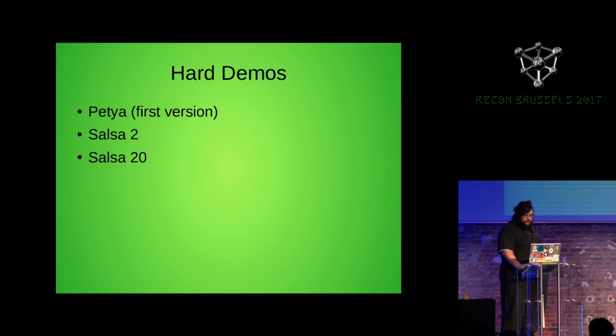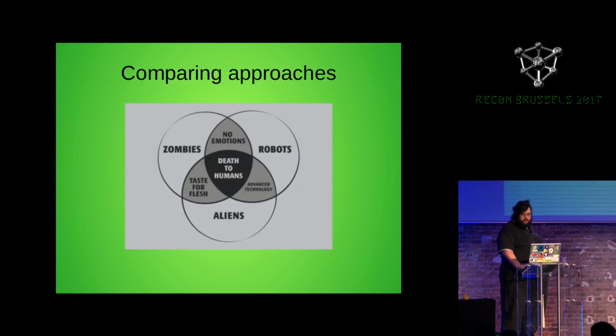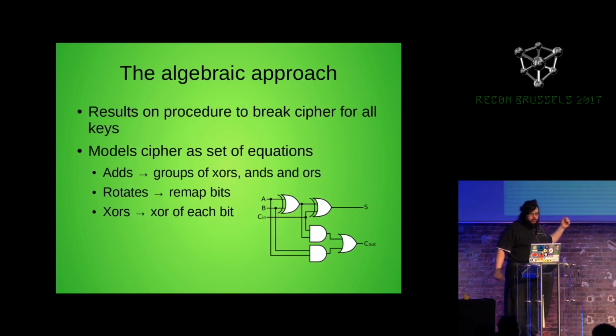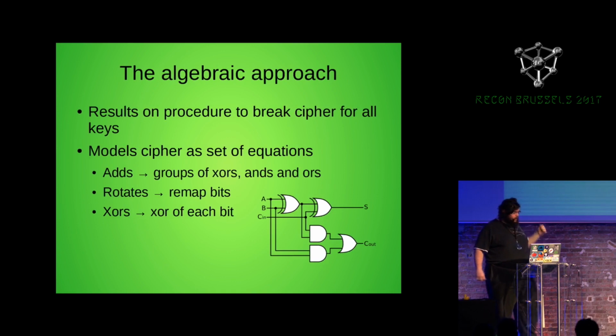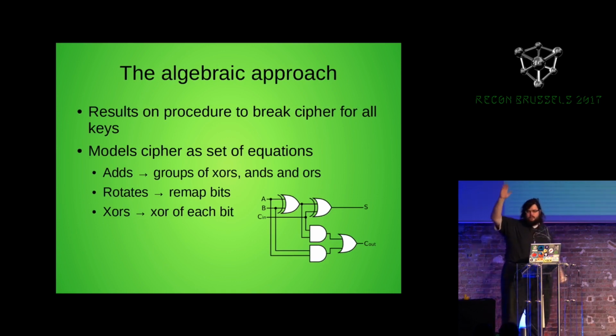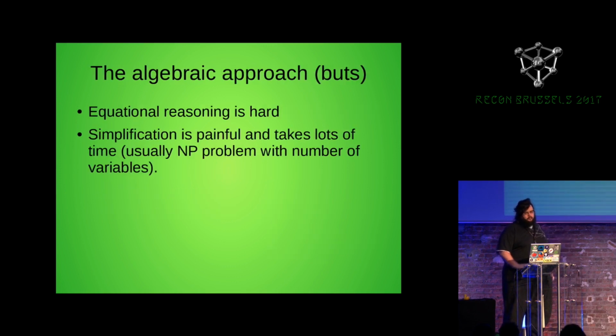So, that's basically the hard demos. Now we are going to do a small comparison of both approaches. We have on one side the algebraic approach. We will try to break the cipher for all keys by finding a simplification of the algebraic representation using additions, rotates, XORs, and we might map them to Boolean logic. Well, equational reasoning is quite hard.